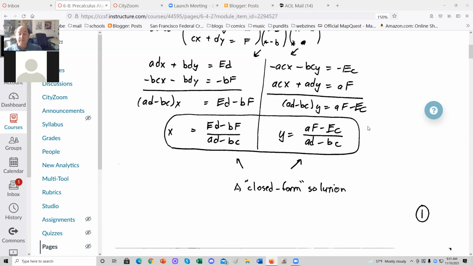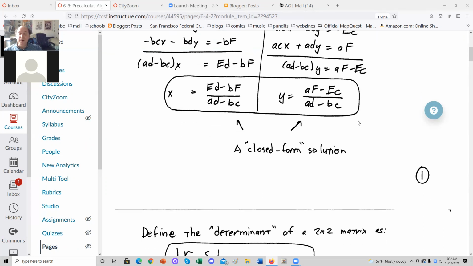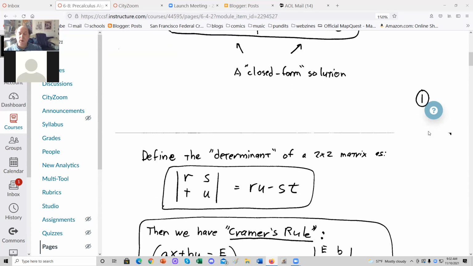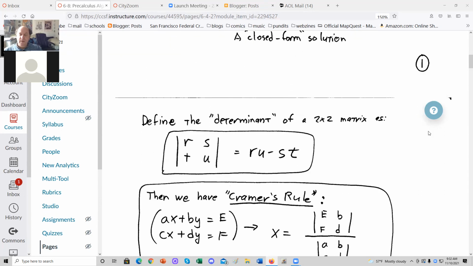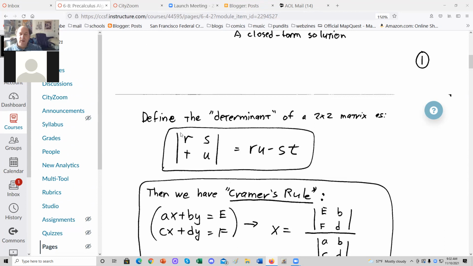So here's what we do. We make a specific notation for this thing here, ad minus bc. We call it the determinant of a 2x2 matrix. So the determinant of r, s, t, u is the product along the main diagonal, ru, minus the product along the opposite diagonal, st. To make a dreadful pun, this is so you won't get rusty.